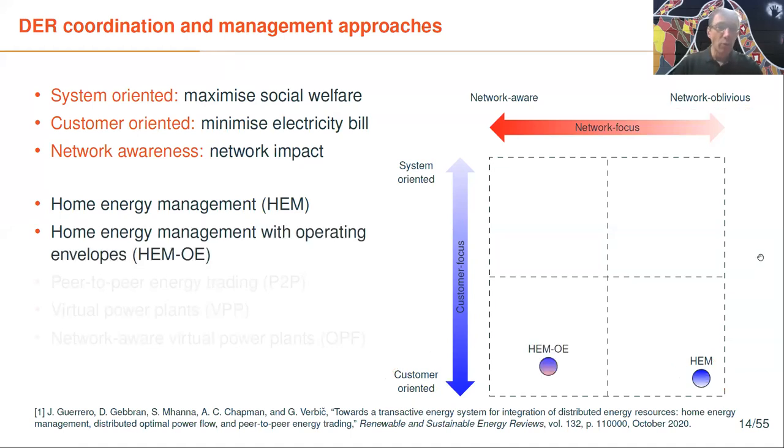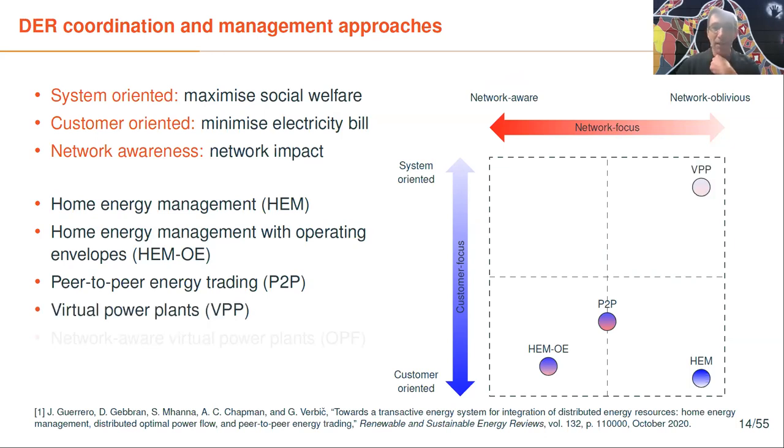So then the next approach is home energy management with operating envelopes. You can think of these operating envelopes as a distribution system operator telling you what you can or cannot do in order to prevent network problems. So note here that this approach is now much more network aware. Then we have peer-to-peer energy trading, which sits somewhere in the middle. And finally, virtual power plants.